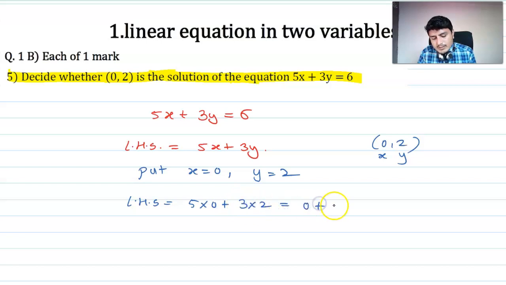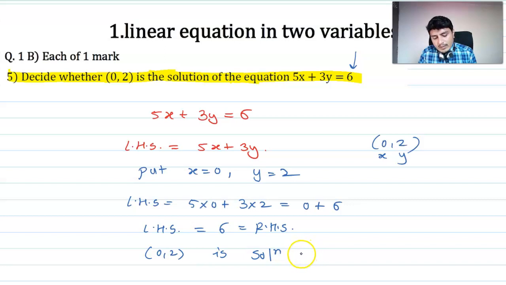5 into 0 is 0, 3 2s are 6. So after simplifying the LHS, we have 0 plus 6 is 6, which is exactly equal to the RHS, that is 6. So we can say (0, 2) is a solution of the given linear equation in two variables, 5x plus 3y equals 6.